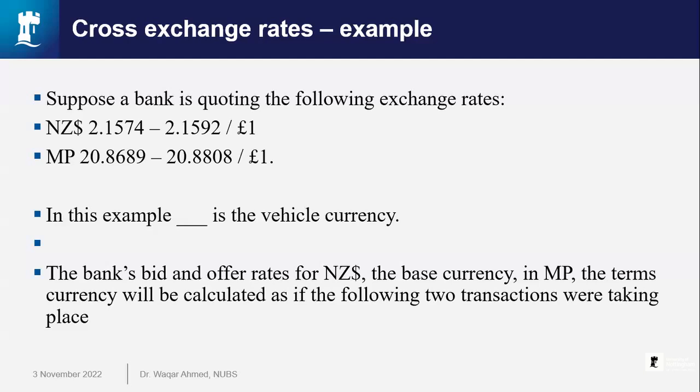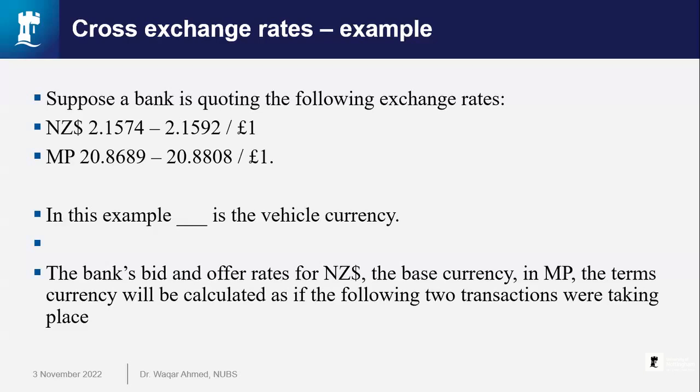What we have here is the bid and ask prices for New Zealand dollars per pound, and similarly we have bid and ask prices for Mexican pesos per pound. So in this example, which one is the vehicle currency? The pound, right? That's the common currency against which both of these currencies are quoted.